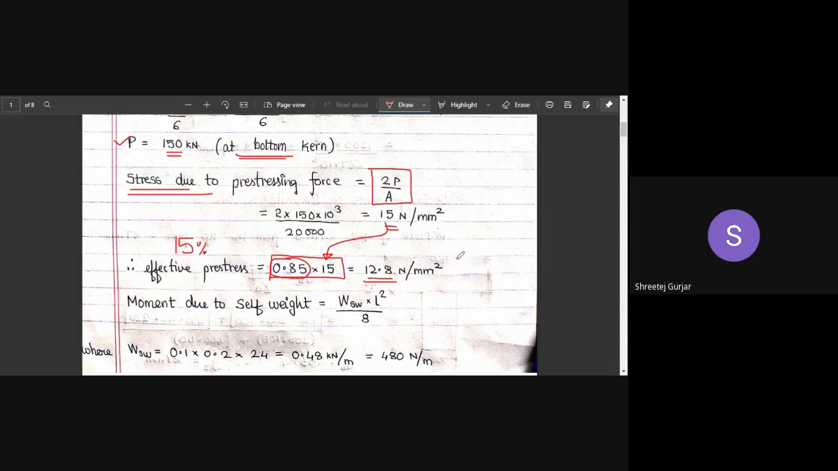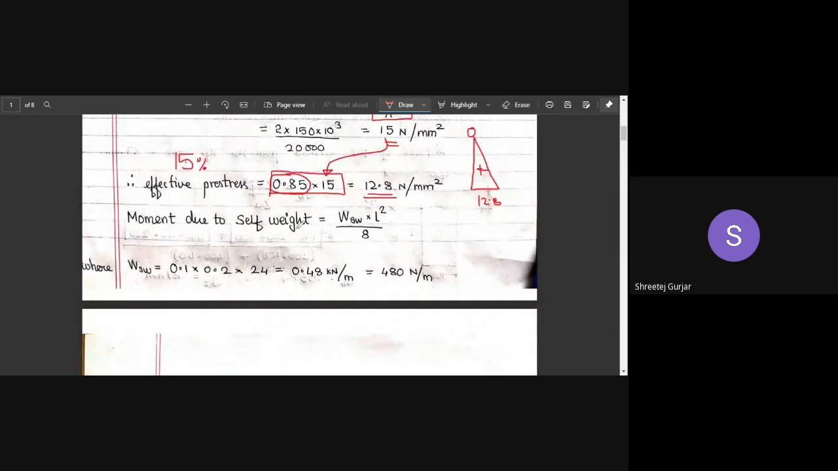So what we have done, we have first calculated the stress due to pre-stressing force, that is this particular diagram. This is 12.8 and it is 0 at the top. So this is what we have calculated first in the stress distribution diagram. This is positive.